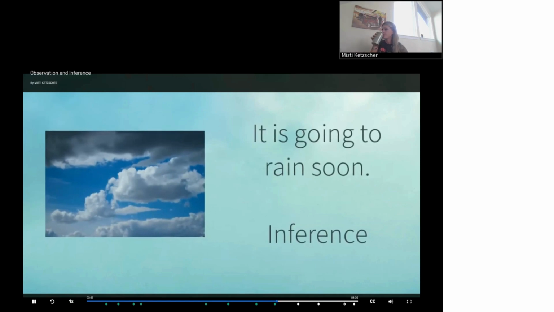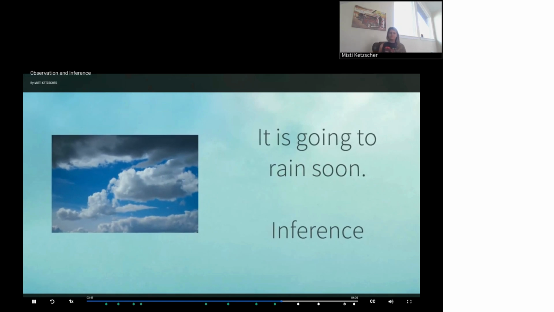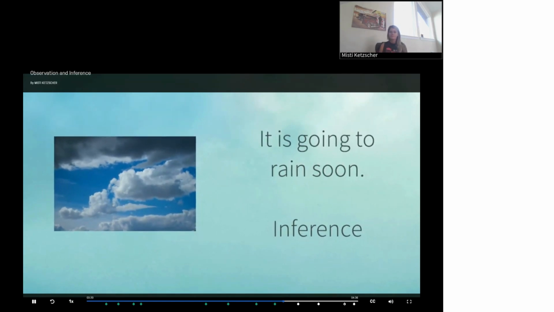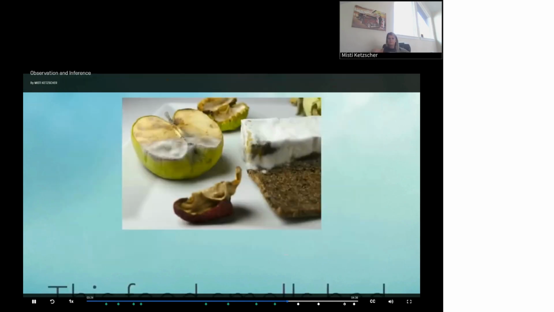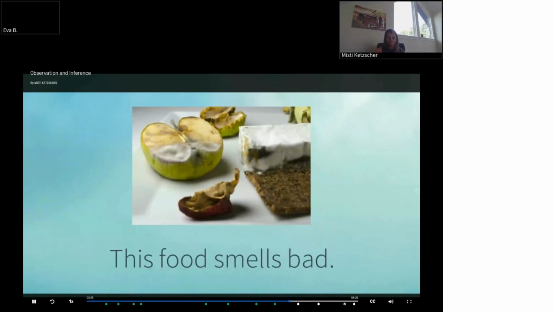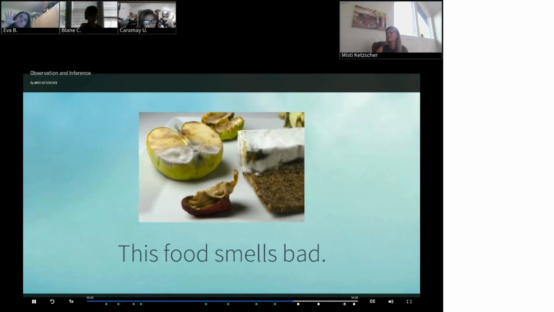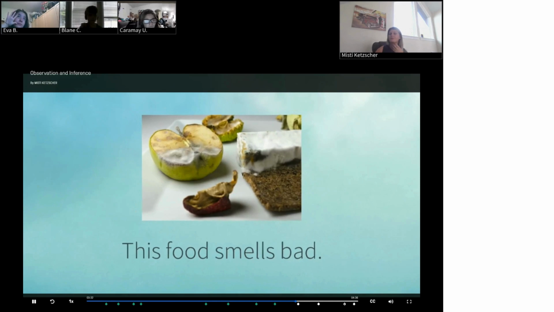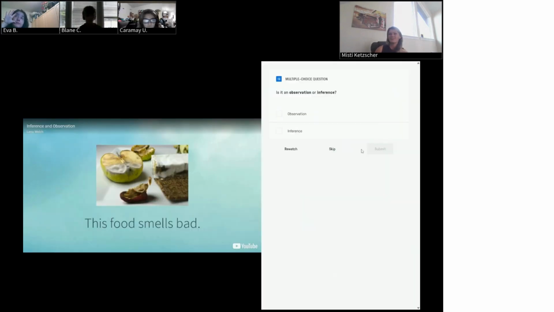Hopefully on this one you heard that it's an inference when I asked that question. We don't know if it's going to rain soon or not. All we know is that there are clouds in the sky. This food smells bad. What do you think this one is, an observation or an inference? Be careful, this one can be tricky. What do you guys think? We're going to go with majority rules on this one.